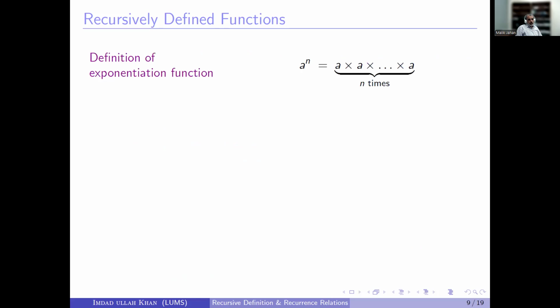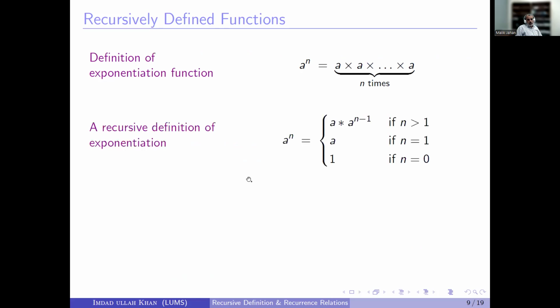Another example of a function defined recursively is the exponentiation function. So a raised to the power n is a getting multiplied with itself n times. So we define the exponentiation function, or power function, recursively. a^n is 1 when n is 0. Anything raised to the power 0 is 1. Anything raised to the power 1 is that number itself. For all larger values of n, a raised to the power n is a times a raised to the power n minus 1, which means that in order to compute a raised to the power n, we need to know a raised to the power n minus 1.